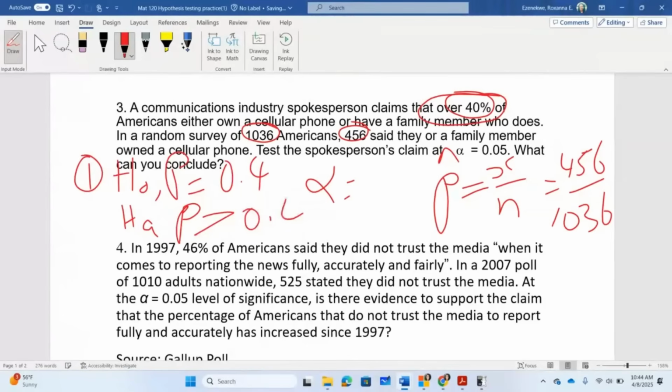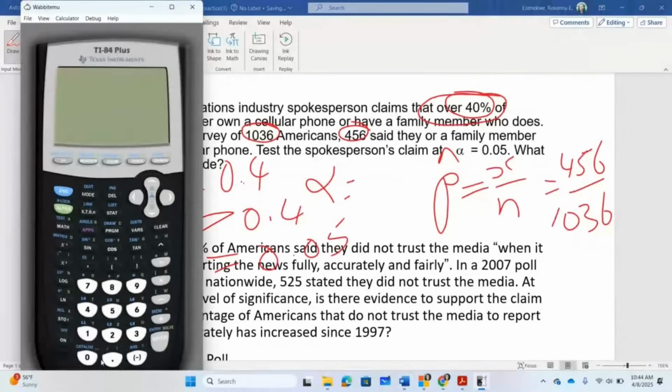All right, so number 2, alpha is 5%, 0.05. That's step 2. Step 3 is find the critical value. The critical value is inverse norm 0.05. I will not divide by 2 because it's a one tail right. The critical value for a one tail right test. That's what I'm looking for. So you have to be careful. You need to know what you're looking for.